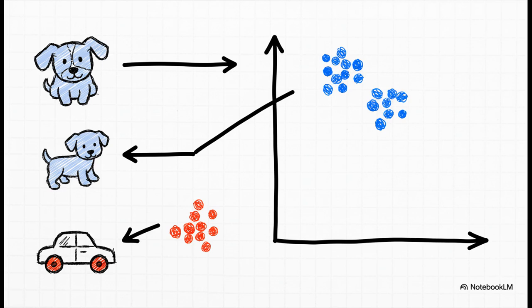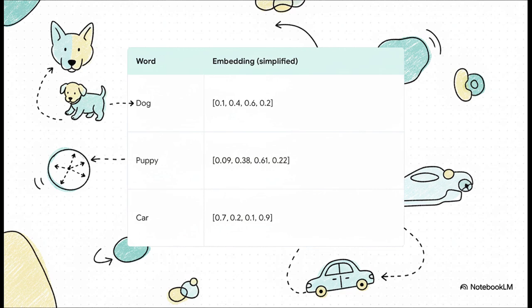And here is the absolute key to understanding this. Words or sentences that mean similar things get turned into lists of numbers, we call them vectors, that are mathematically really close to each other. The AI isn't reading English, it's just comparing numbers to find patterns. Just look at this table for a second. See the numbers for dog and puppy? They're practically the same. Now compare those to car, not even in the same ballpark. And that's it. That's how an AI knows a puppy is just a young dog, but a car is something completely different. It's not about language, it's just math.